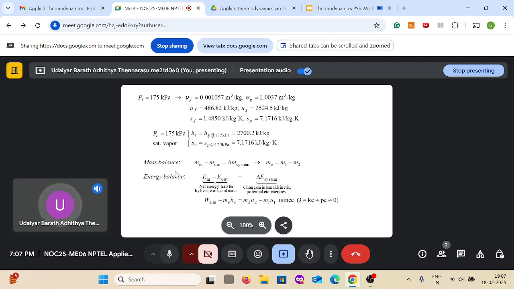If we do a mass balance across the process, mass coming in minus mass going out is the mass change in the system. Since there is no mass coming in but there is mass leaving, the mass exit is the mass at state 1 minus mass at state 2. That's what we get from the mass balance. And if you do an energy balance, E in minus E out is the energy change of the system. So W_e in minus m_e h_e equals m2 u2 minus m1 u1. W is the electrical energy which you are supplying.